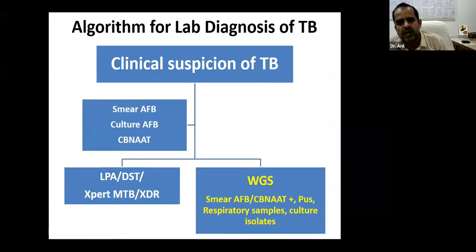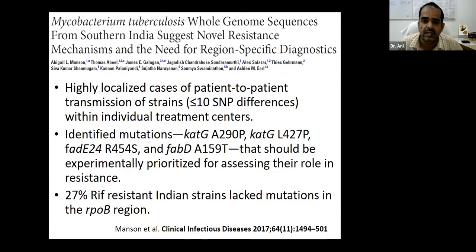So the algorithm, after learning about whole genome sequencing, would be something like this. You have a clinical suspicion of TB, smear AFB, culture AFB, CBNAAT is positive. You can put in whole genome sequencing here. You can include whole genome sequencing if the culture is positive, CBNAAT is positive for high or moderate level, and smear is positive 2+, 3+. You can send it for whole genome sequencing, if the lab accepts the sample also for whole genome sequencing. Then the traditional LPA, DST, Xpert MDR TB, XDR can also be done if you have access to all these things. But whole genome sequencing would be the best option to get a complete DST in 14 days.